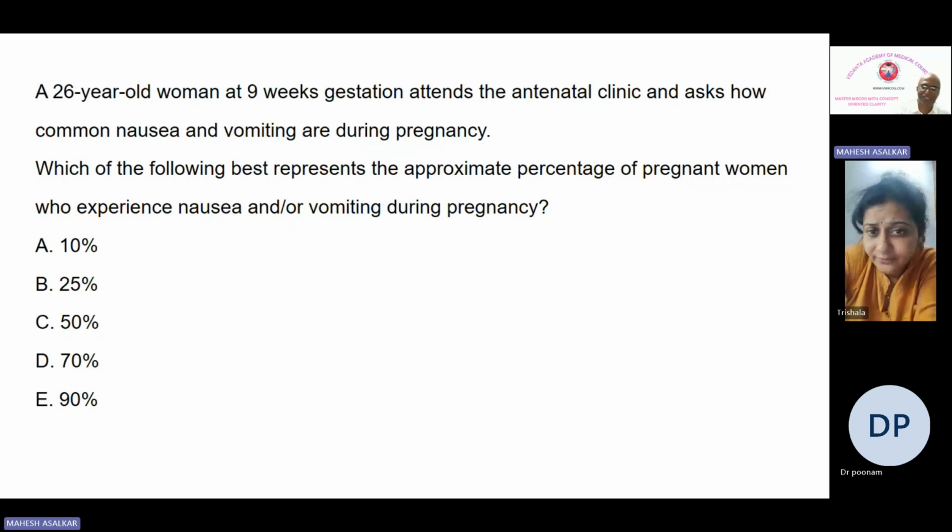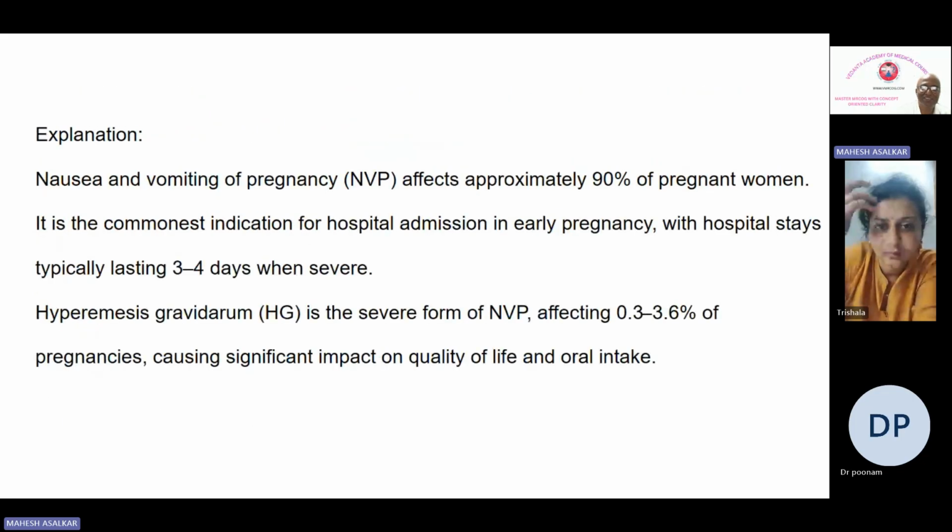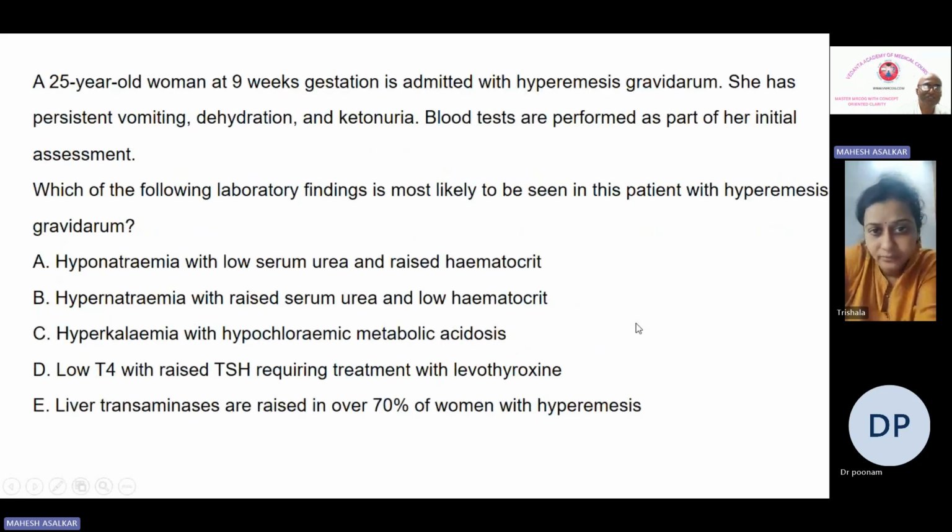Again, here what happens, if you read the older guideline, the value was 80%, and recently they have changed the guideline. So even if you have 80% and 90% as options, the one who has read the older guideline will go wrong. And this is the newer guideline which says 90%. I don't know why, but they ask these numericals. Okay. Another thing is that hyperemesis gravidarum prevalence is very low, 0.3 to 3.6%. So that is the question.